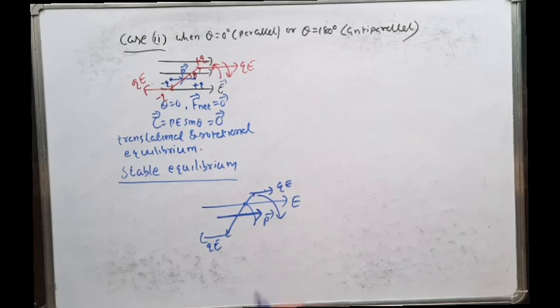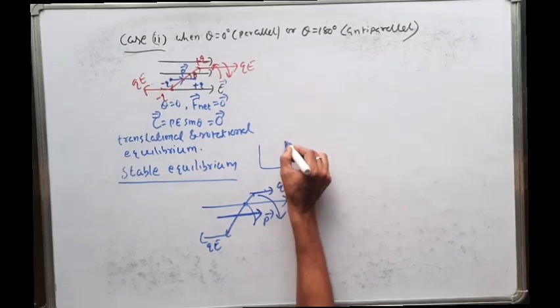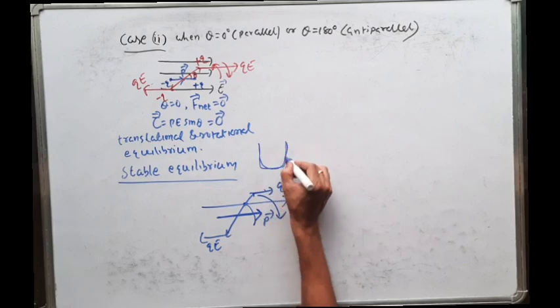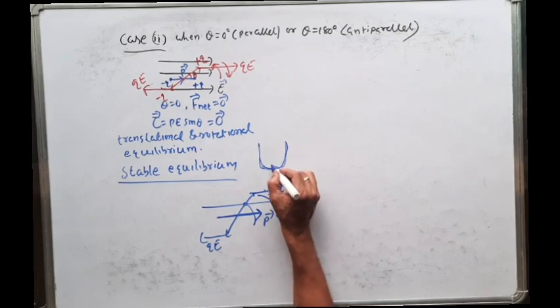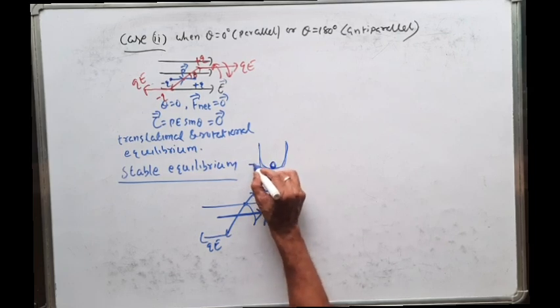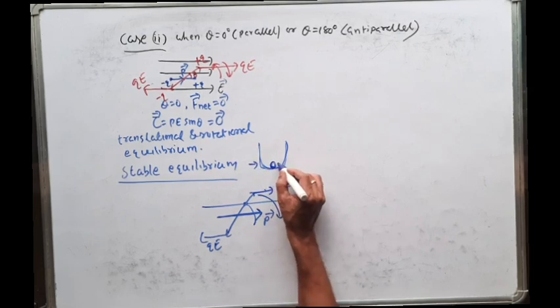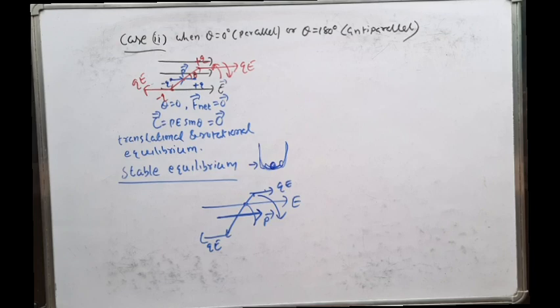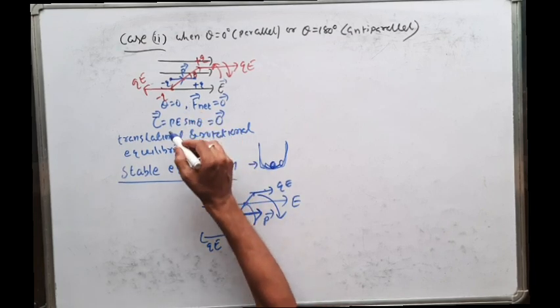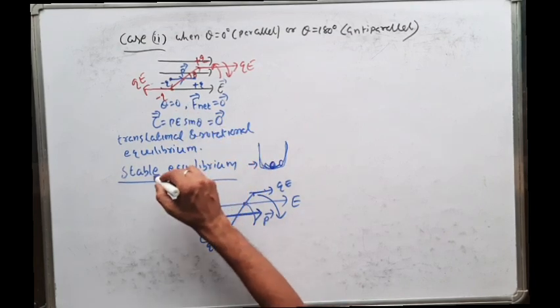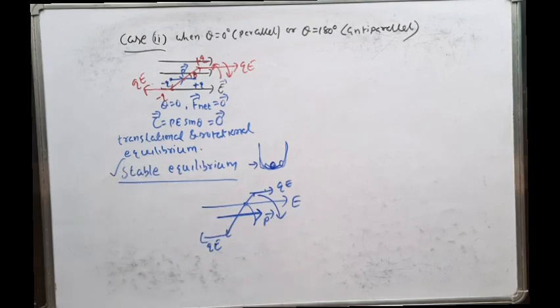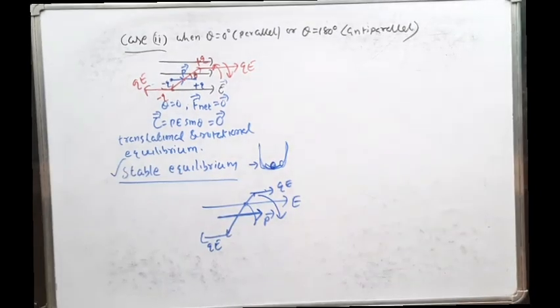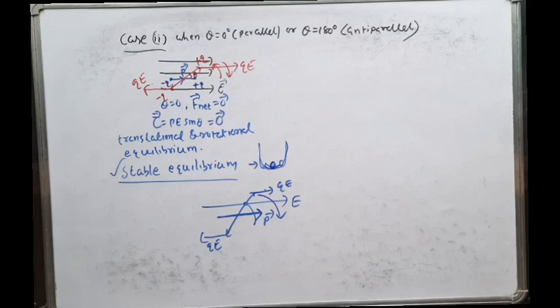What is stable equilibrium? You see, just an example. Suppose this is a cup and this is a ball. You keep the ball in the base and give a small jerk. This ball will move upward, again it will come downward, and finally it will come to its original position. That is called stable equilibrium. Here also, when theta is equal to 0 degree, the dipole will remain in stable equilibrium.